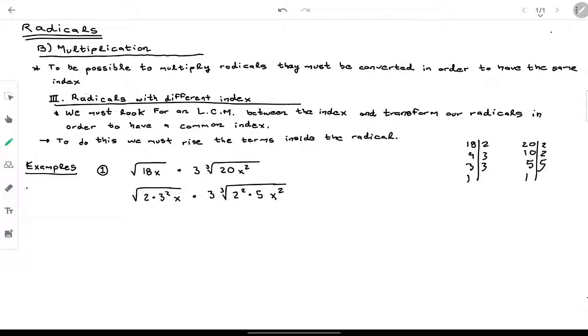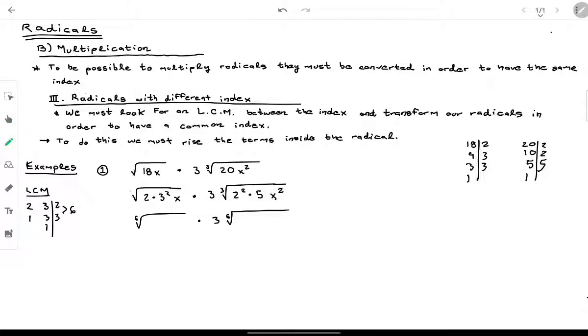So let's look for the least common multiple between the index. The index are 2 and 3. So of course the least common multiple between them is going to be 6. So we need to transform our radicals to sixth radicals. Of course, this number 3 will stay the same because it's outside the radical, so it's not transformed. How do we transform it?